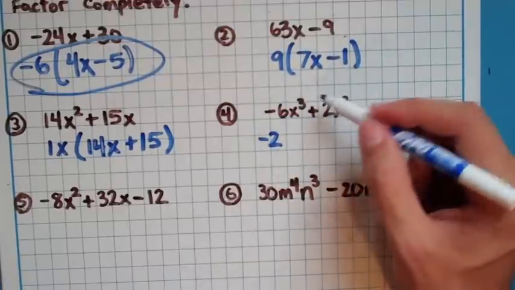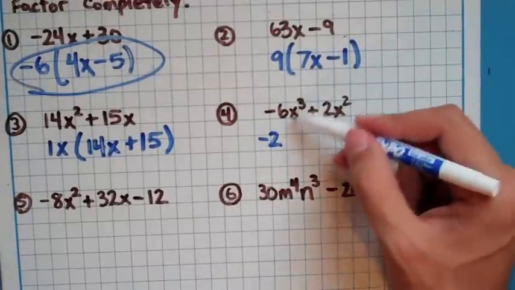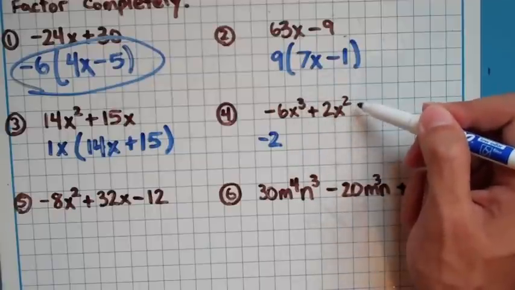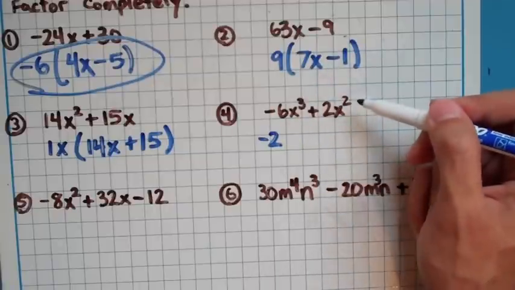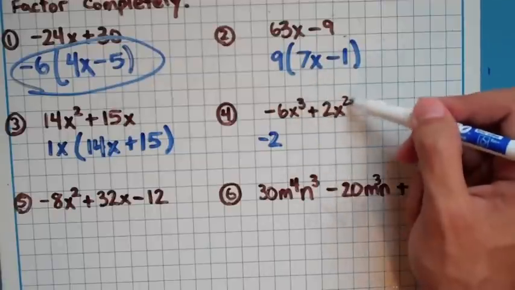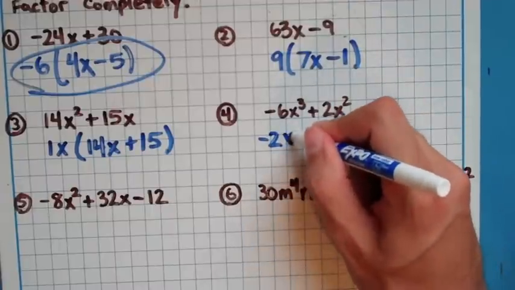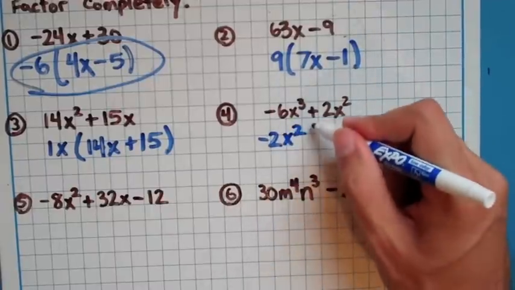If I look at my variables, though, I can also take out some x's. I have 3 x's over here. I have 2 over here. They have 2 of them in common that I can take out. I can't take out 3 because there's not enough over here. But I can take 2 of those x's from each of them and put them on the outside.